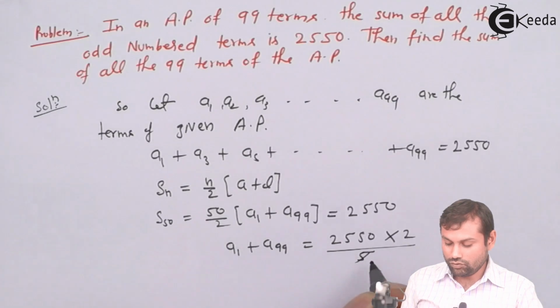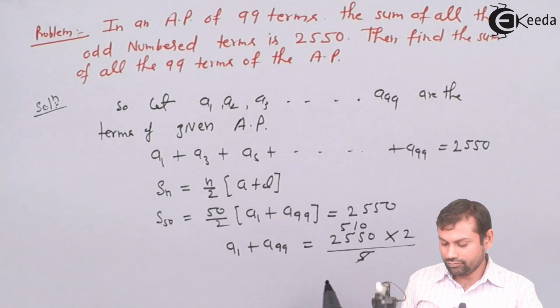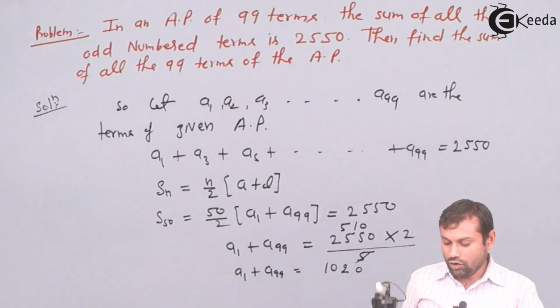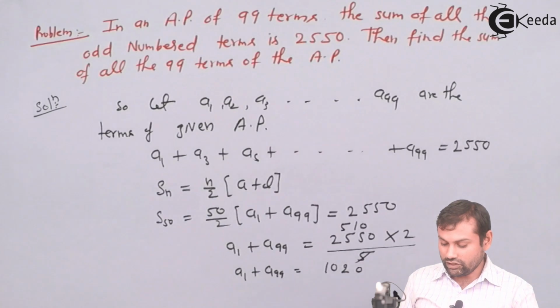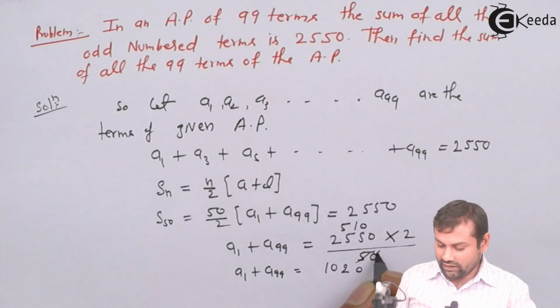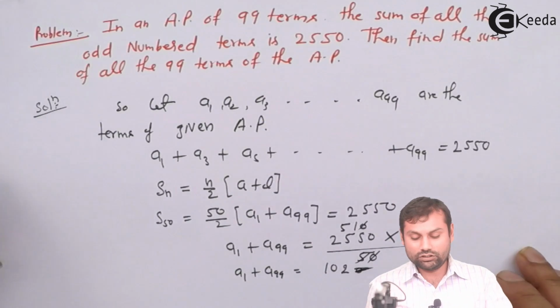So here, A1 plus A99 is equal to 2550 times 2 upon 50. Okay, there is a slight mistake, this is 50. So this 0 gets cancelled, and that leaves only 1020. So A1 plus A99 is equal to 1020.